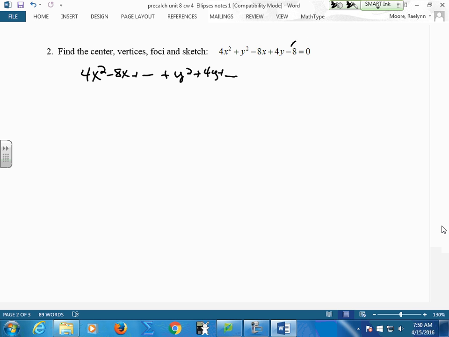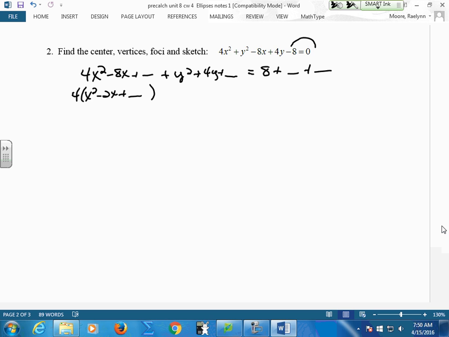And get your constant to the other side. Okay, again, the coefficient of your x has to be 1. So you have to factor out your 4. And again, when we do your ellipses, the numbers are not going to be that large because you're just sketching them off of a basic graph. So they're not going to be that large.